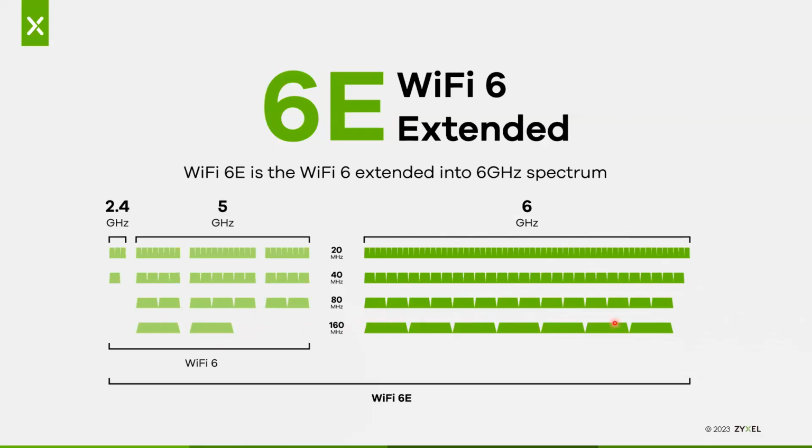By jumping up to 6 gigahertz, we've now got 7 non-overlapping 160 megahertz channels. And hopefully anything that's designed to operate in 6 gigahertz is newer and can support these 160 megahertz channels. So you've got the ability to have 7 different APs operating, all using their own unique non-overlapping channel. You don't have to worry about those interference issues.